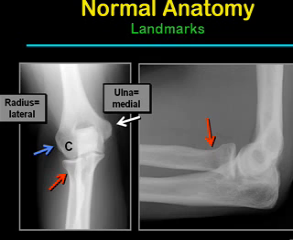The C labels the capitellum, which articulates with the radius, and the T, the trochlea, which articulates with the ulna. The O labels the olecranon of the ulna, and the green arrow points to the olecranon fossa of the distal humerus. The yellow arrow points to the coronoid process of the ulna.